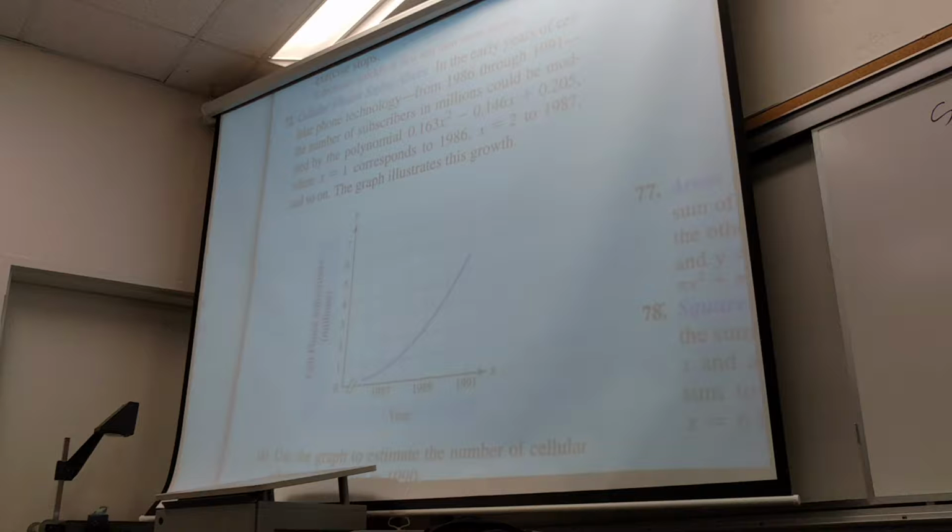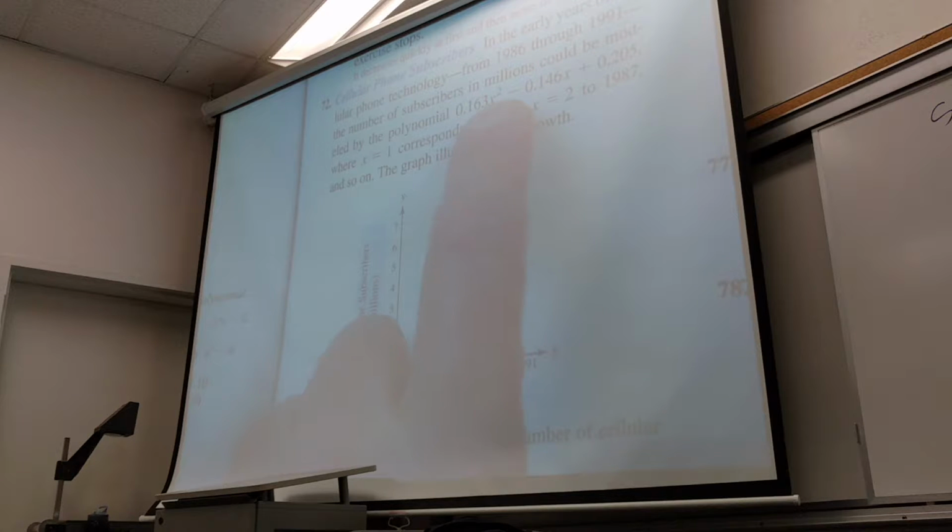Because I have 1.63x squared minus 1.4x plus 0.205. That's what the equation is. And what are you plugging in for x? Then I have 0.163 times the quantity 5 squared. Yes. So just plug a 5 in for x, and now it's just, can you plug that into your calculator?